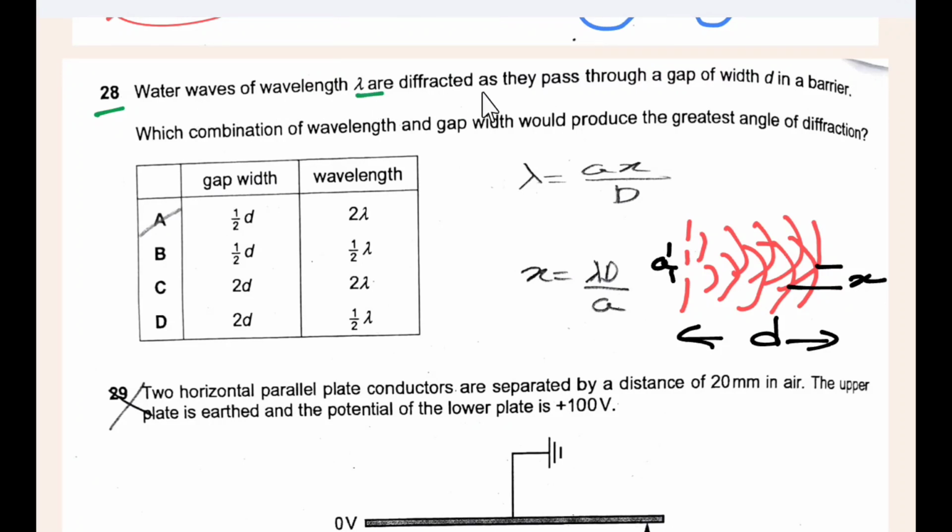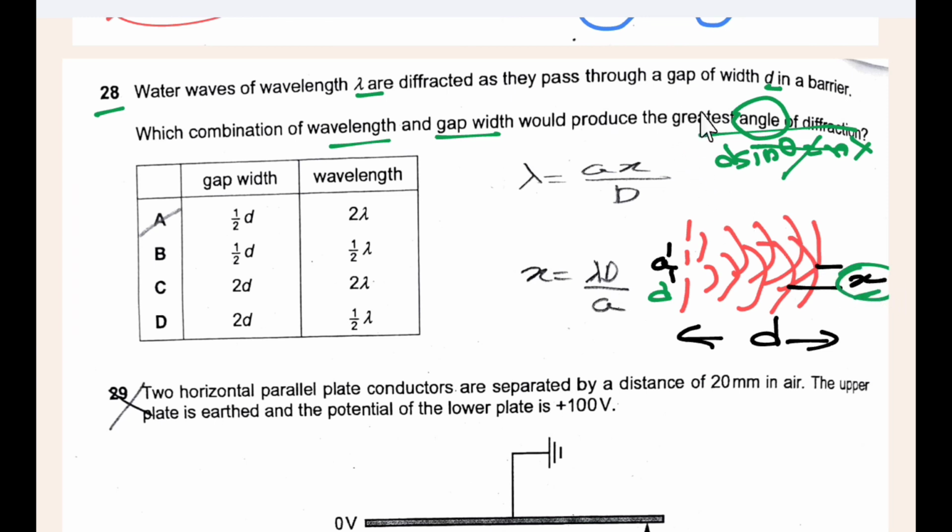Water waves of wavelength lambda are diffracted as they pass through a gap of width d. Which combination of wavelength and gap width would produce the greatest angle of diffraction? It mentions the greatest angle of diffraction, that means we need to find the greatest value of x. But you must remember that since there is no mention of a diffraction grating, it is not a diffraction grating question, that is d sine theta is equal to n lambda. Though it mentions the angle, it is not the angle of d sine theta equals n lambda. It is the angle that relates to the value of x.